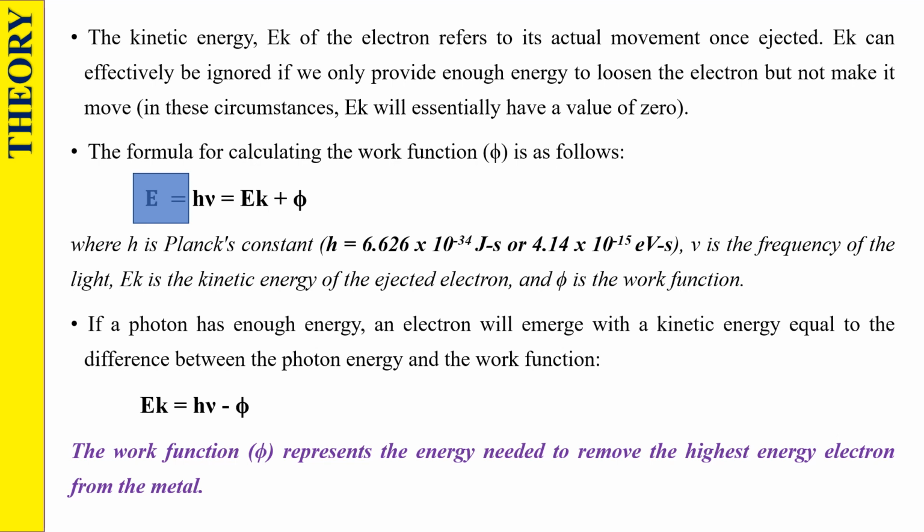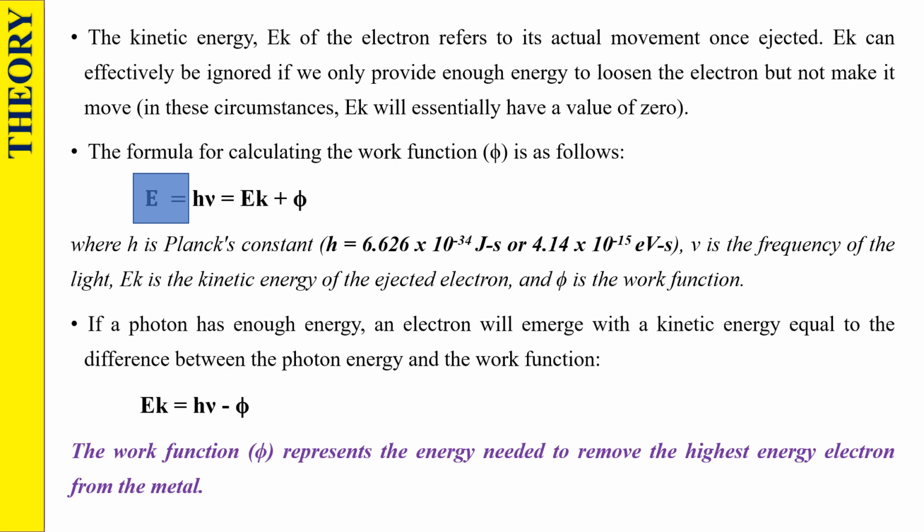The kinetic energy, on the other hand, refers to the actual movement of the electrons when ejected from the matter. The kinetic energy represented as Ek in this equation refers to the actual movement of the electron once ejected from the matter. And so Ek can effectively be ignored if we only provide enough energy to lose the electron from the matter, but not make it move. In this circumstance, we can say the Ek we essentially have is 0.